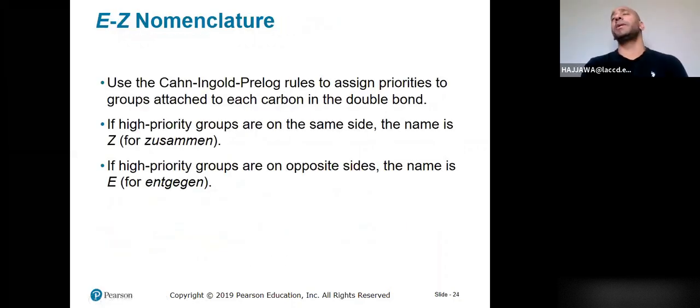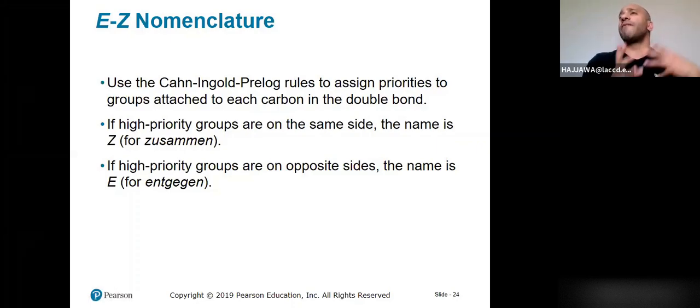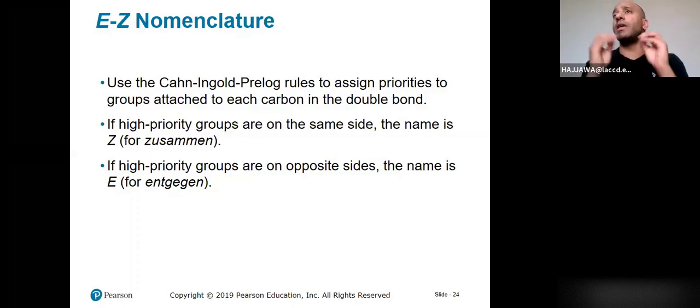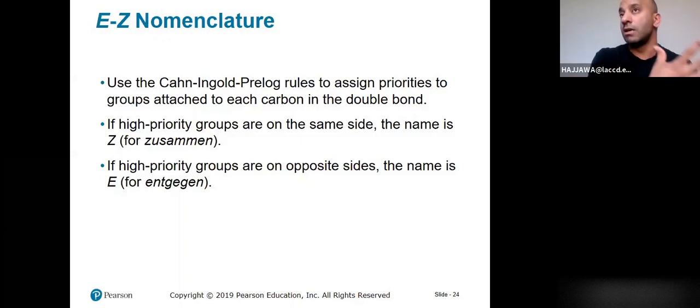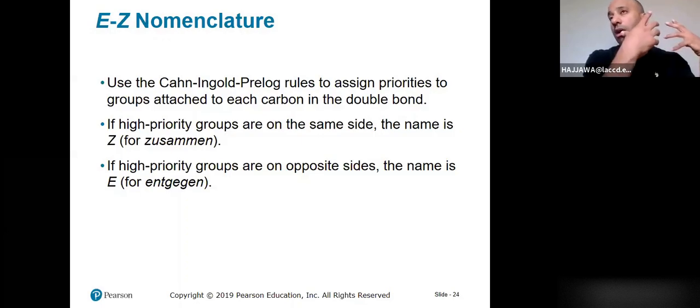EZ nomenclature. Z usually refers to the cis alkene. E refers to the trans alkene. And it's important to keep this in mind that E and Z cannot be used in cyclic alkanes. If I have a trans cycloalkane, I cannot say that a trans cycloalkane can also be labeled as an E. No, that is invalid. E and Z are for alkene units only.